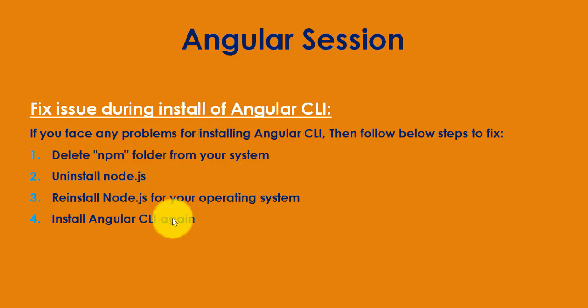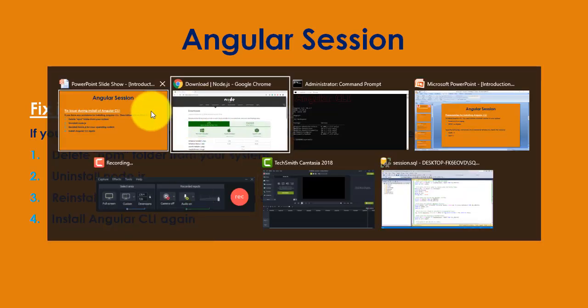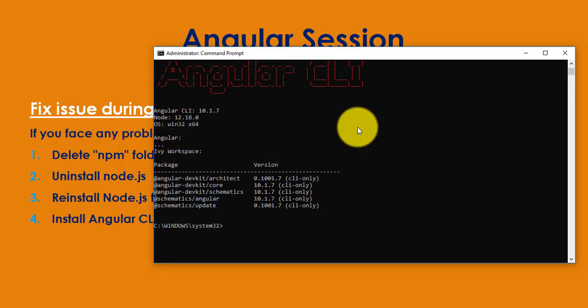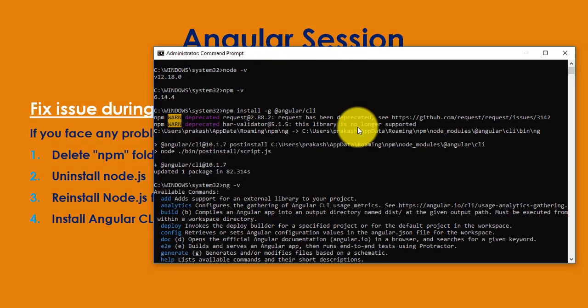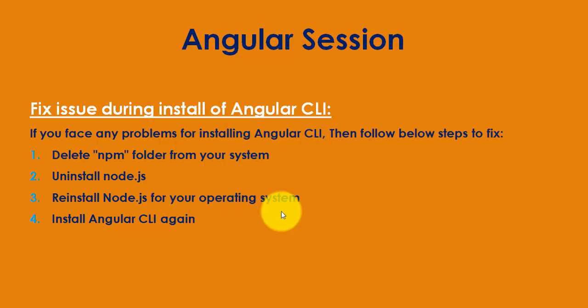The fourth one is to install Angular CLI again. We have already discussed how to install Angular CLI earlier. Here you just execute this command: npm install -g @angular/cli, or npm i -g @angular/cli. You need to execute this command to install the Angular CLI again. These are four very important points. You need to follow these steps if you face any issue during installation of Angular CLI.